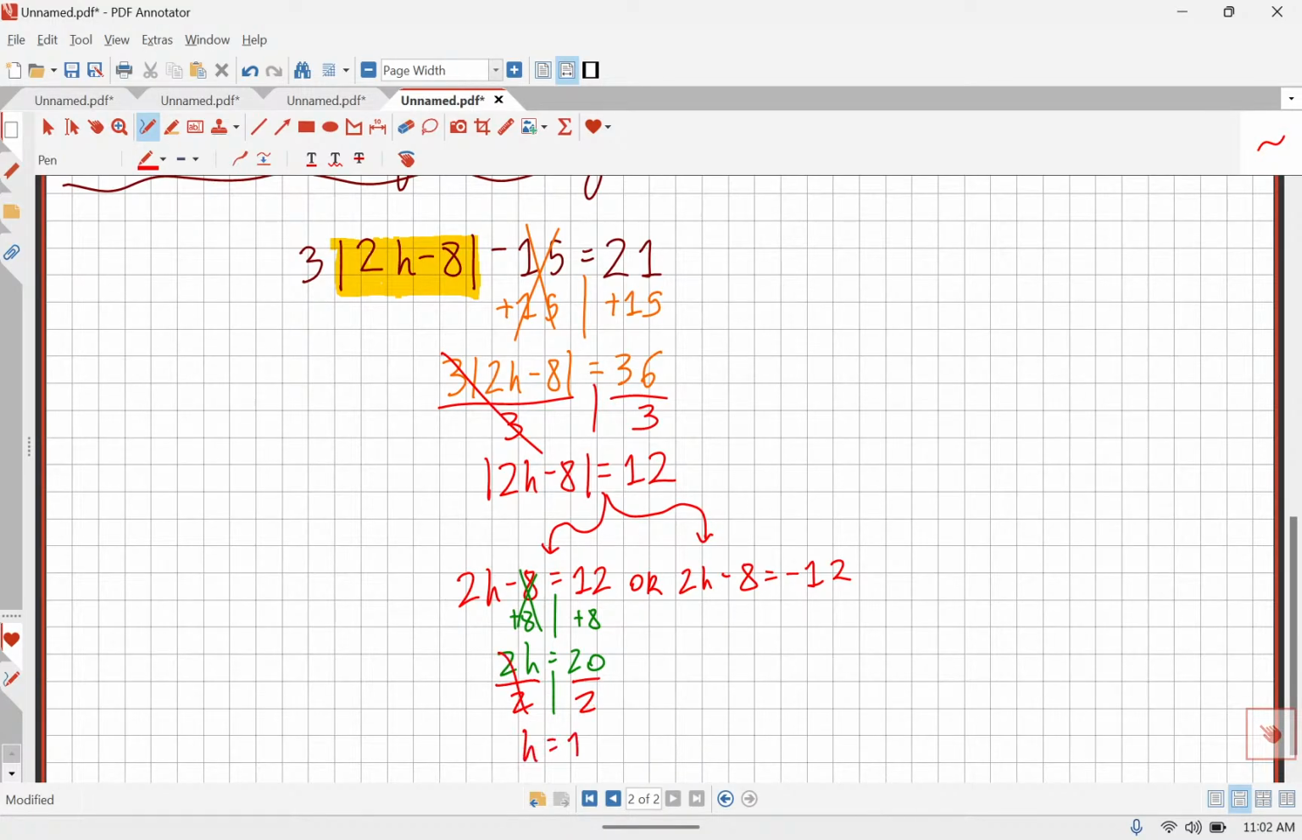Beautiful. So h equals 10, or we do the same thing over here. Add 8. 2h equals negative 4. Divide both sides by 2. And h equals negative 2. How many of you got h equals 10 or h equals negative 2 for that? Beautiful. Wait, Eden, which one would come first in Canvas, negative 2 or 10?